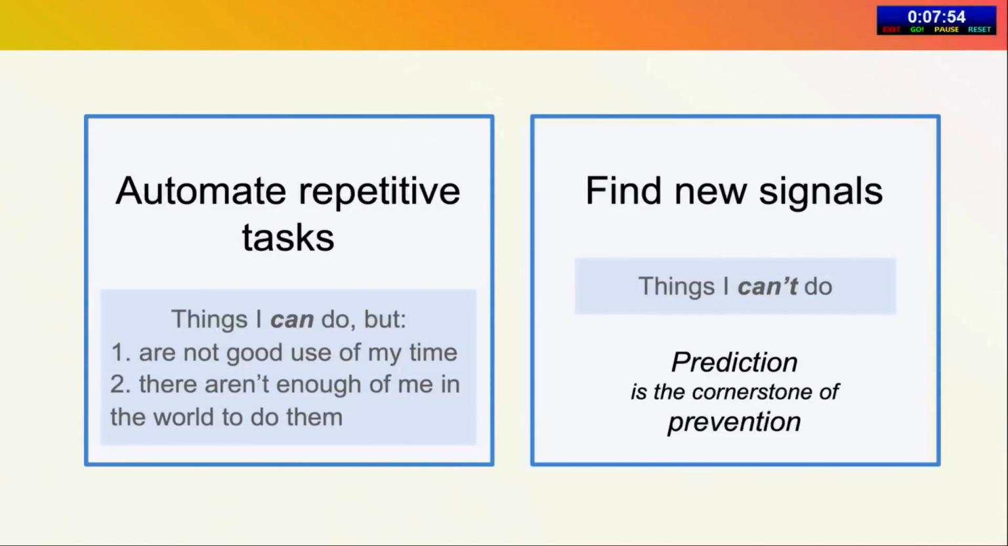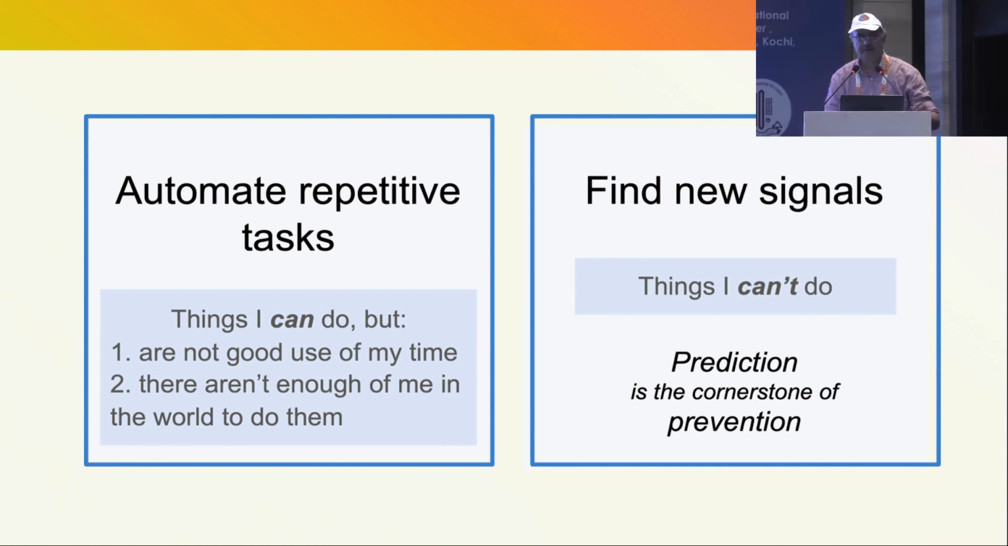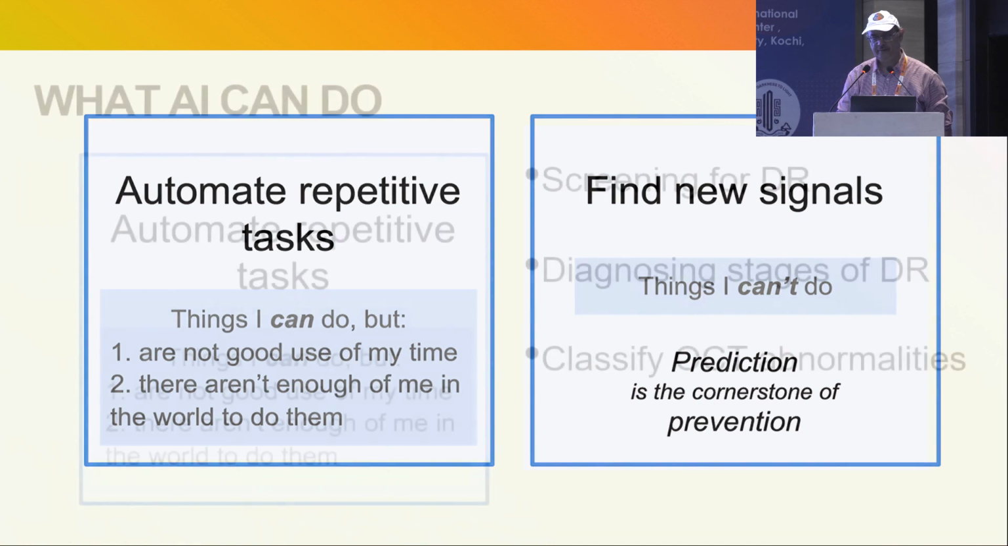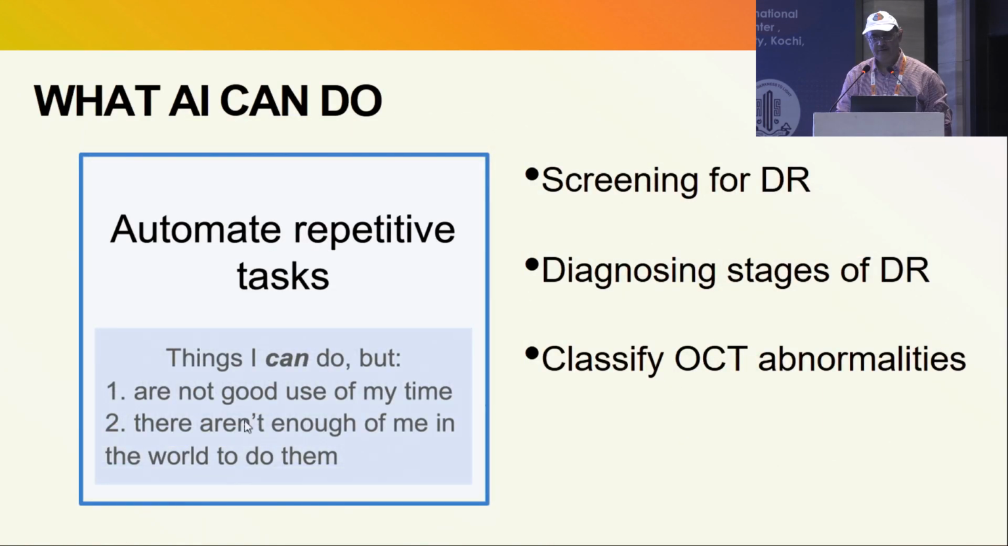So basically, the difference in what AI can do in diabetic retinopathy is that there are some repetitive tasks, which he says that if doctors do not have much time, AI can identify. But there are some things which doctors cannot do, and that is prediction of the disease. So AI can do screening, it can diagnose stages of PDR, and it can also classify OCT abnormalities.